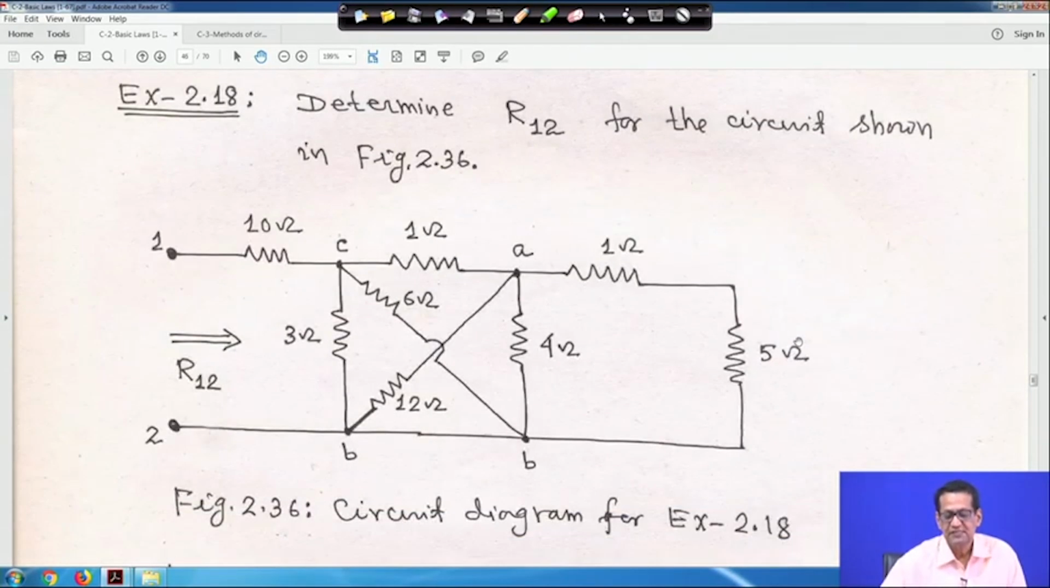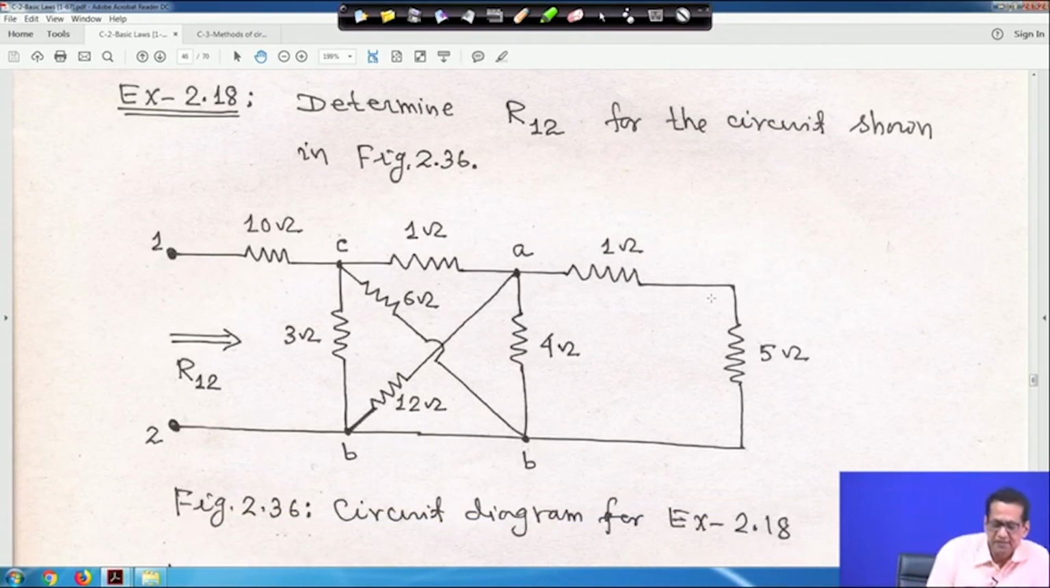Now, another example you take, determine R12 for the circuit given. Again you have to find out the equivalent resistance R12. Now, before analyzing this circuit, you have to see a little bit how things are given. So, this is 10 ohm resistance, right, it is 1 ohm, it is 1 ohm, this 1 and 5, these two are in series. So, 5 plus 1 is 6.